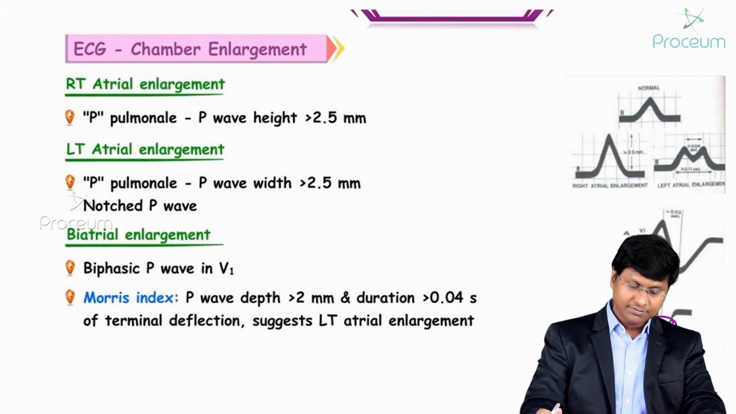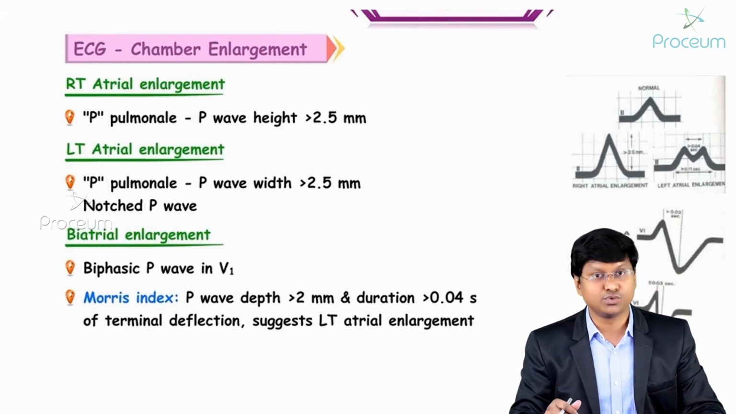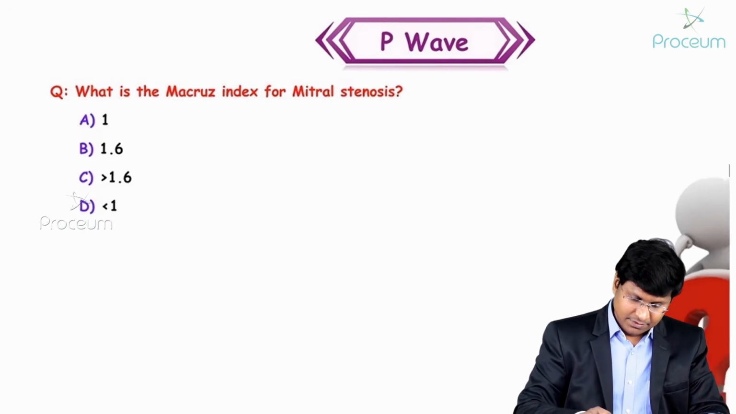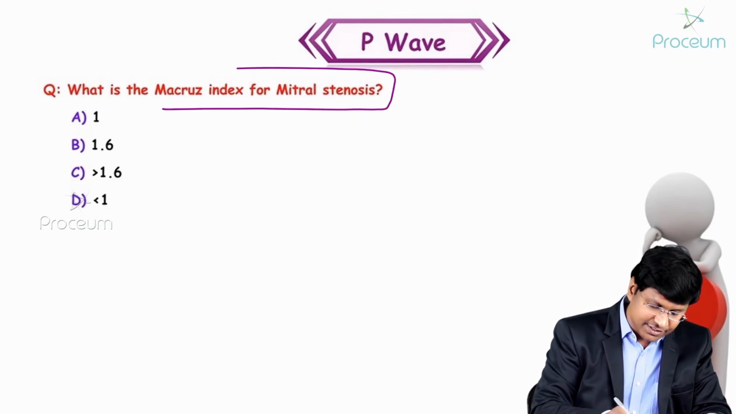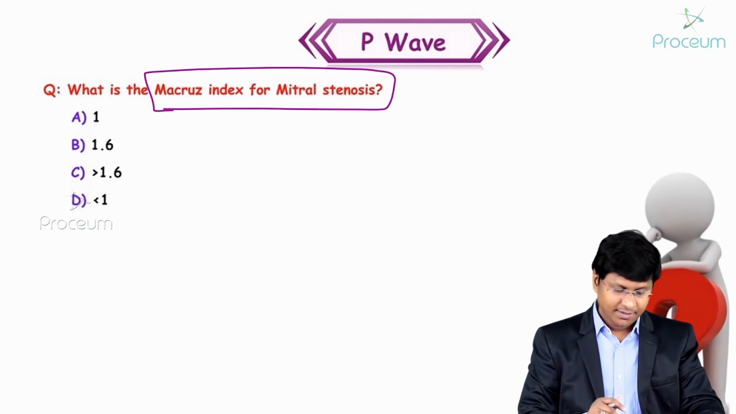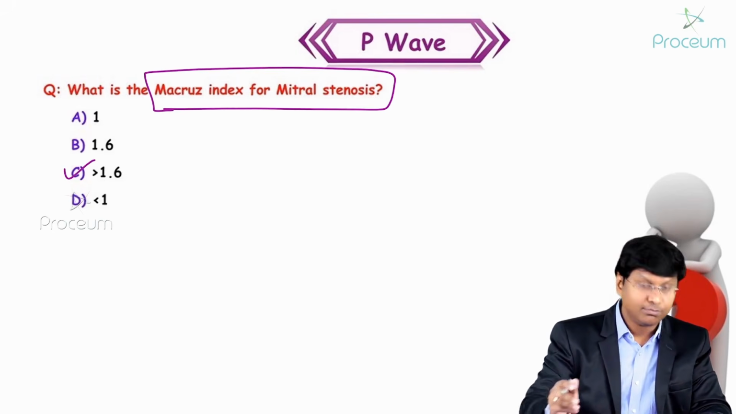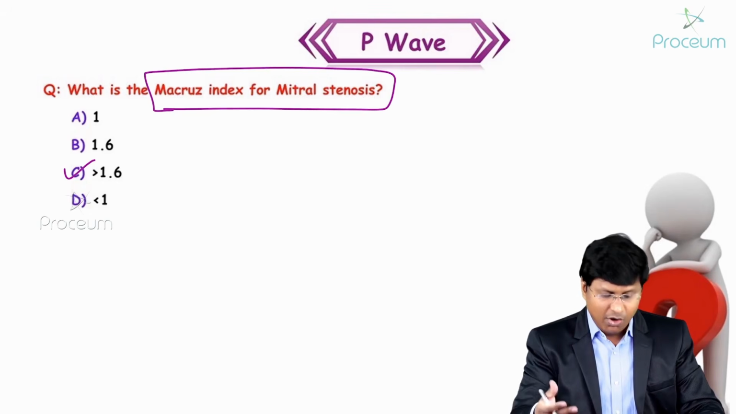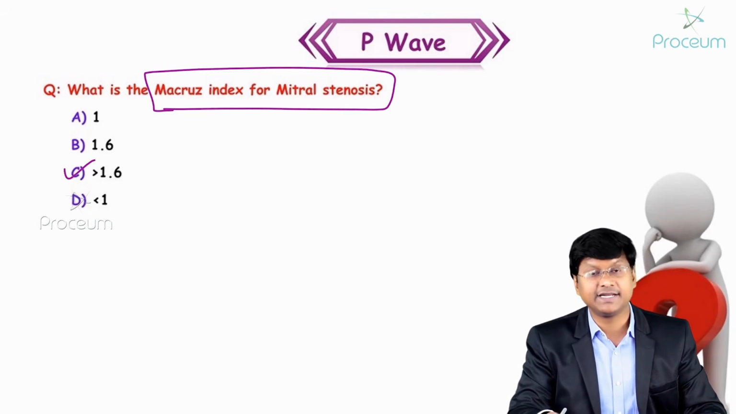Okay. Now, after having discussed the Morris index, let me take up a question on the Macrous index. You see this question. What is the Macrous index for mitral stenosis? The options are 1, 1.6, more than 1.6, and less than 1. The answer to this question is more than 1.6. Now how do you calculate this Macrous index?